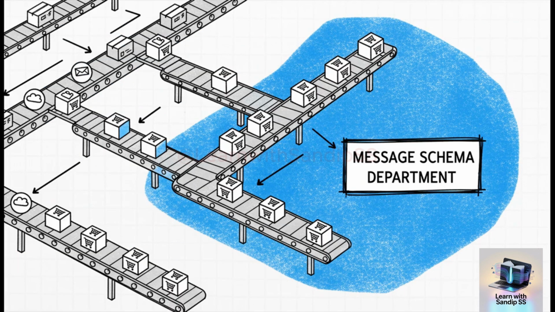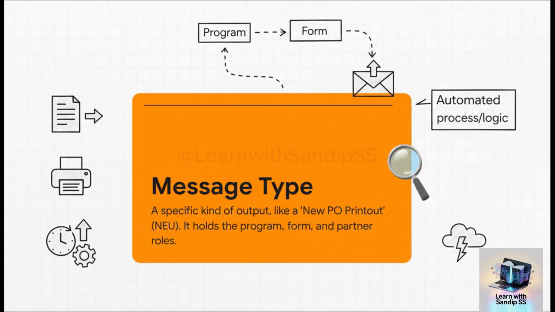So back in our mail facility, the message schema is like an entire department. You've got the purchasing mail department over in one wing of the building, and maybe the sales order department in another. It's the whole operation dedicated to just one kind of document. Now, inside that department, they handle different kinds of mail. That's where message types come in.